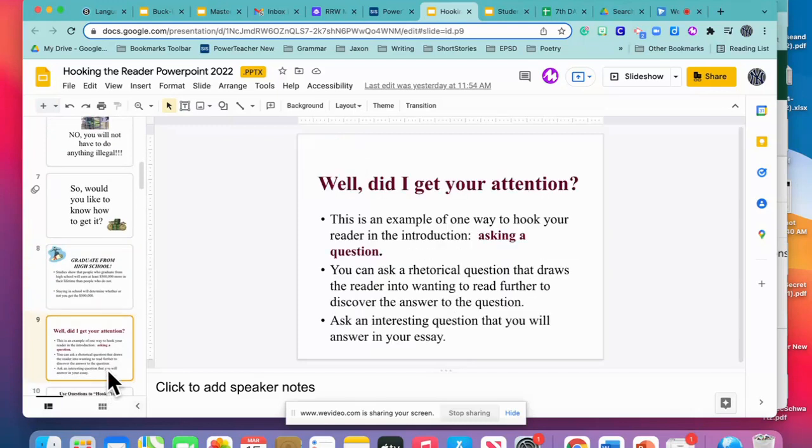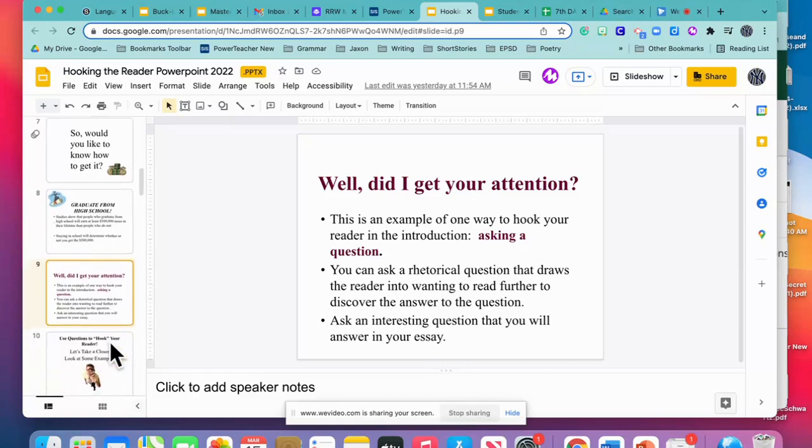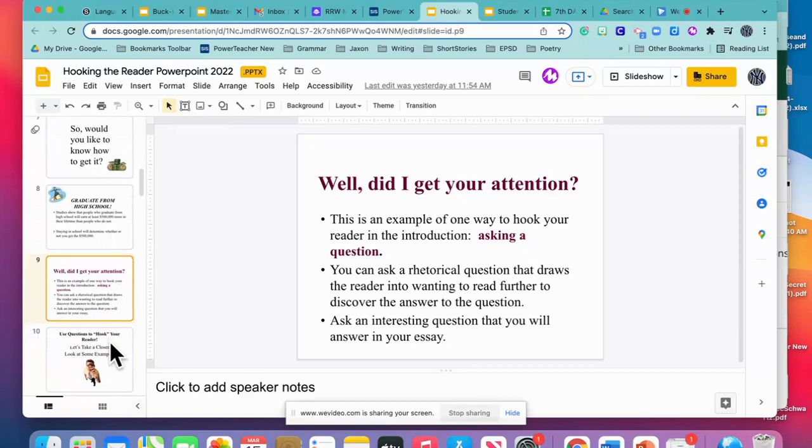So, did I get your attention? This is an example of one way to hook your audience by asking a question. It's a rhetorical question, meaning it draws your reader in wanting to read further to discover what the answer is to that question. So when you ask that interesting question, you should then at some point answer it in your essay. It should just not be some nonsense question that is just the easy way out.